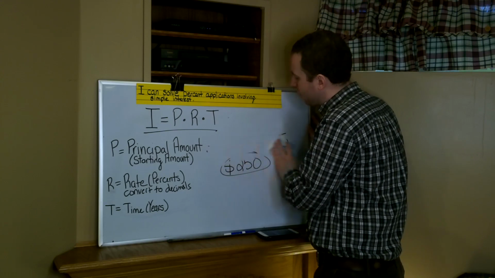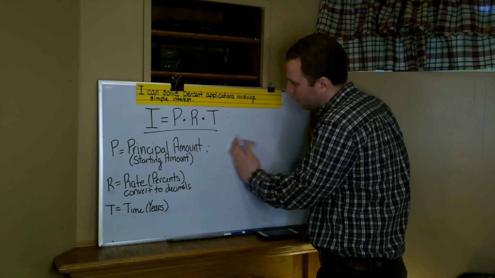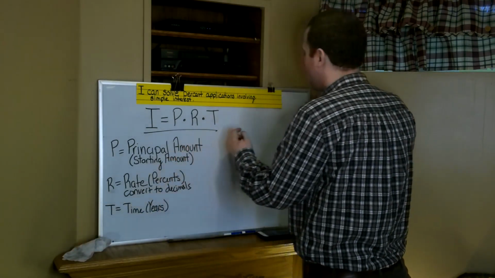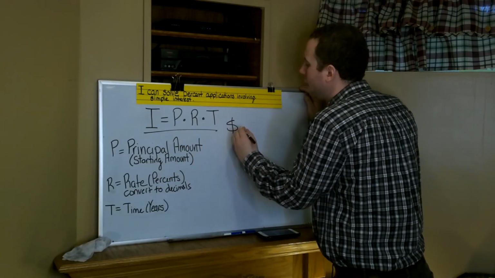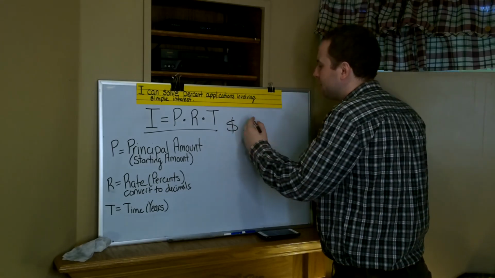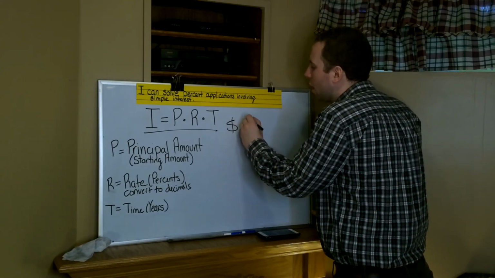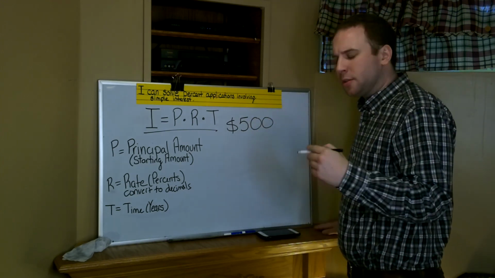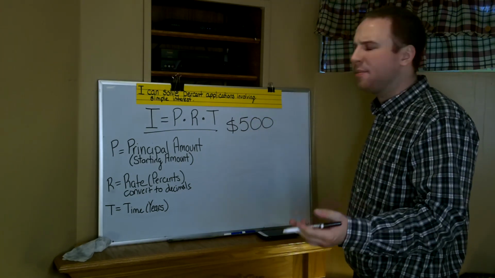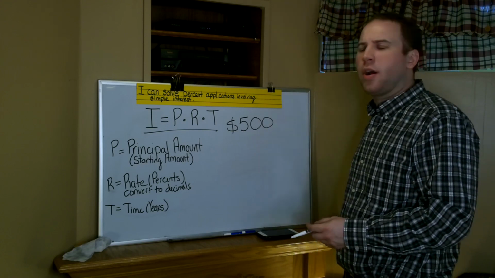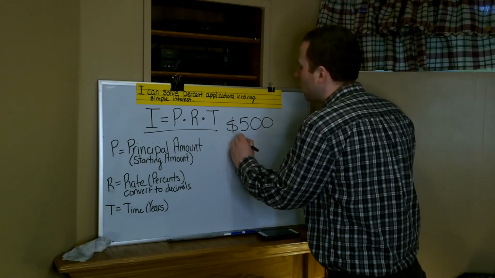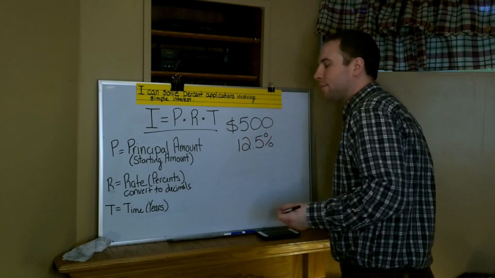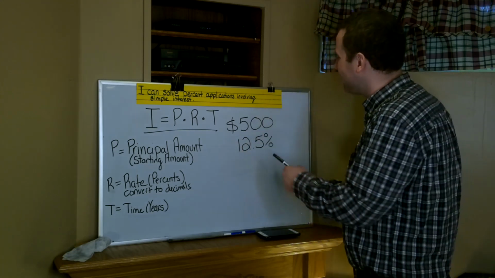So let's look at another problem, shall we? Now, let's say we have a credit card, and on that credit card we have charged $500. We bought some clothes, CDs, video games, and we have about $500 on that credit card. Our interest rate on that credit card is 12.5%. You're going to see where I'm going with this.